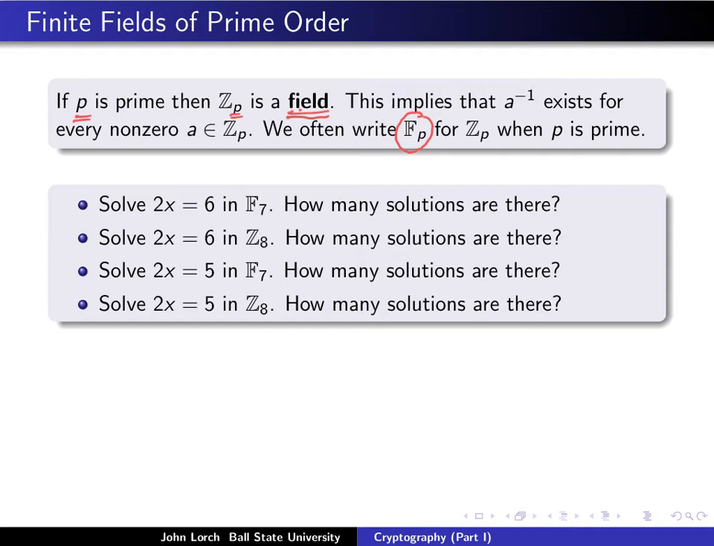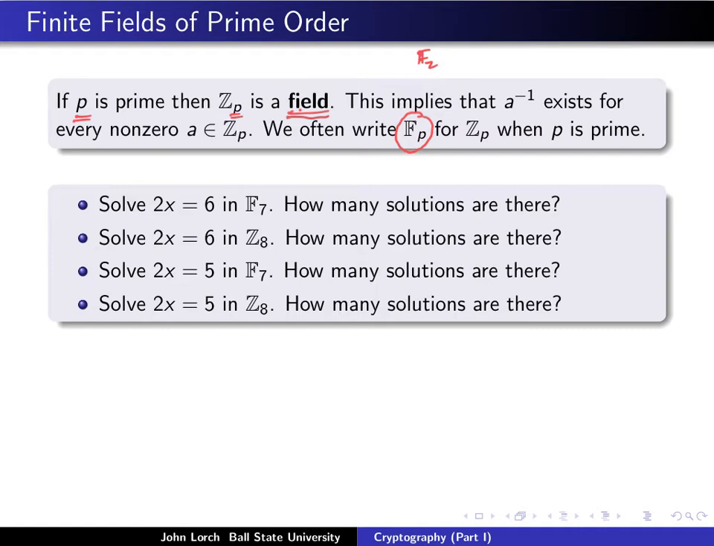Now, because Zp is a field when p is prime, we often write Fp when we're referring to Zp. And that ought to look familiar because, back when we were talking about linear codes, we looked at the field F2. So that field F2 is exactly Z2 for the prime 2.